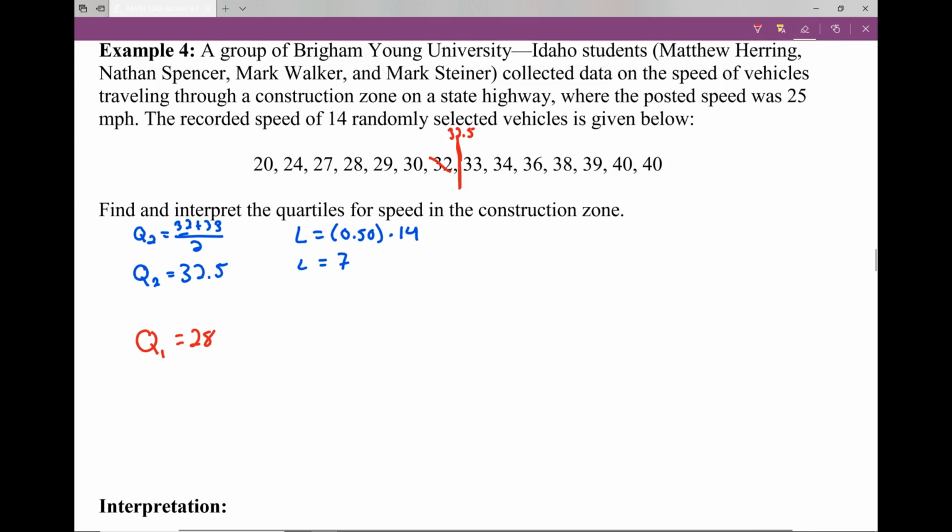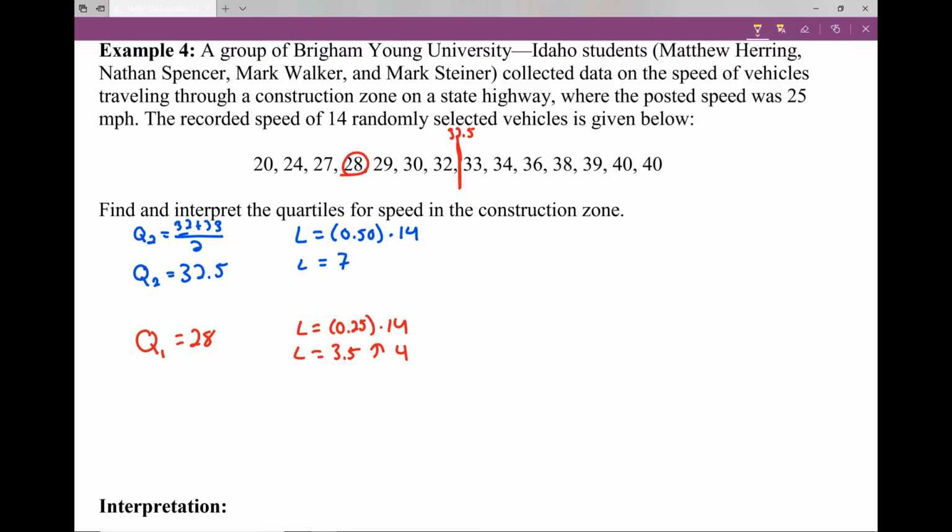Now let's look at the other way of finding this using our position. So Q1 is the 25th percentile, and we have 14 data values. 0.25 times 14 gives me 3.5, and I go up to the next whole number, which is 4. So 1, 2, 3, 4. That is my Q1.